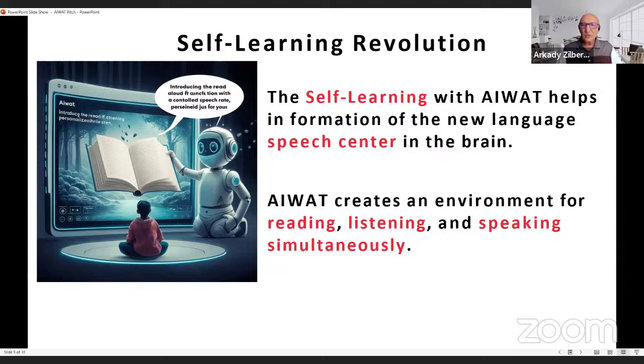Now, you should remember that the subconscious records everything, but consciously we do not have access to our subconscious. We have to rely on our subconscious to find those patterns, form a new language speech center in your brain, and allow you to speak automatically. How is it done? It is done by performing 3 actions simultaneously.